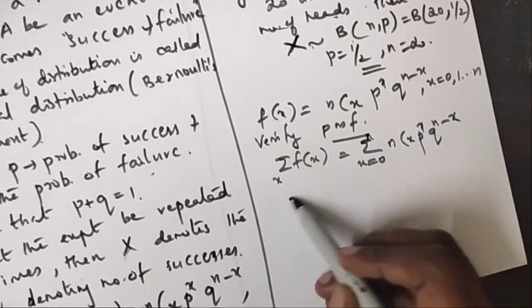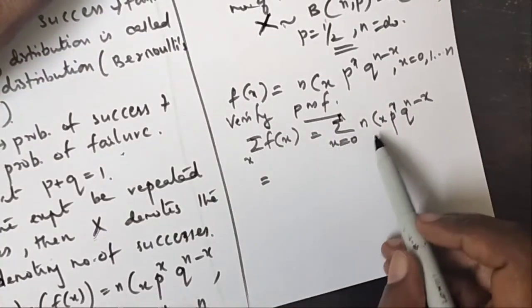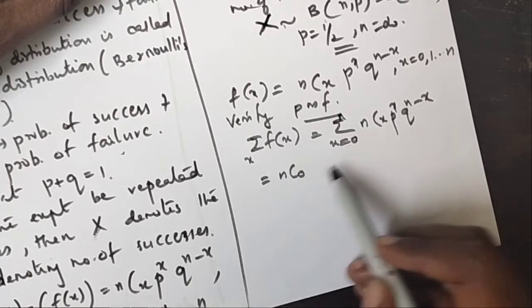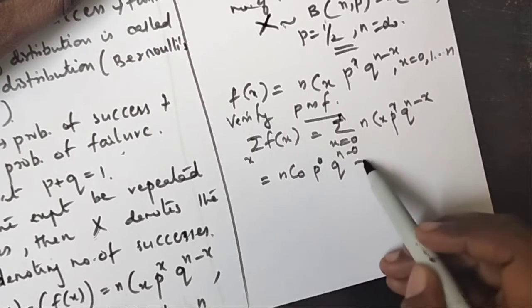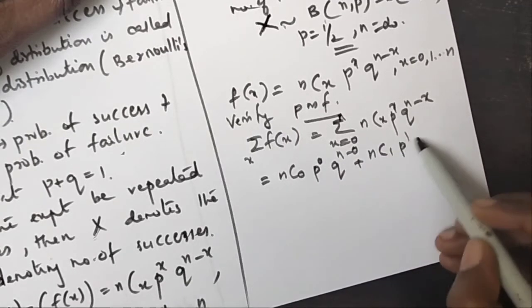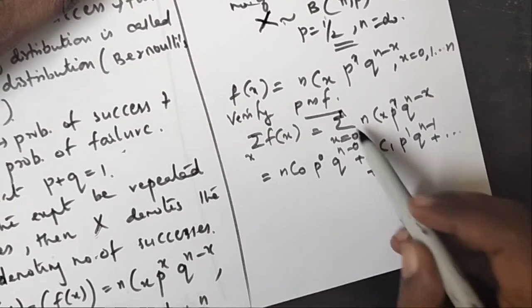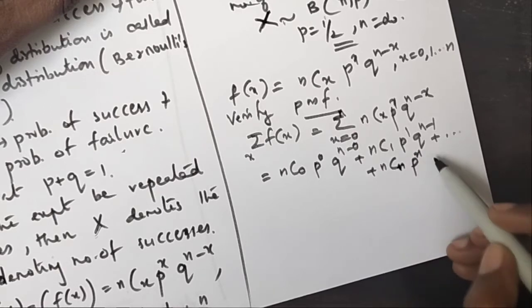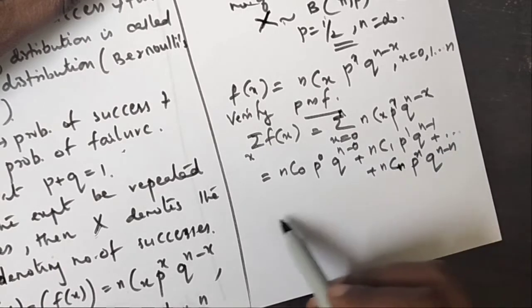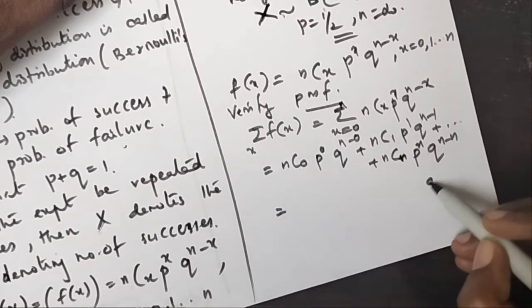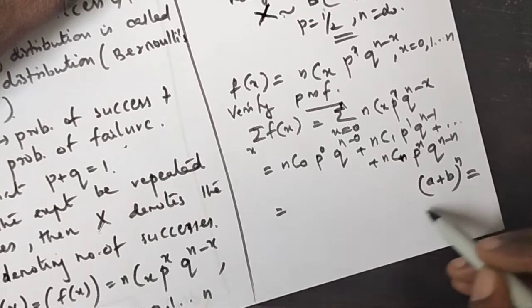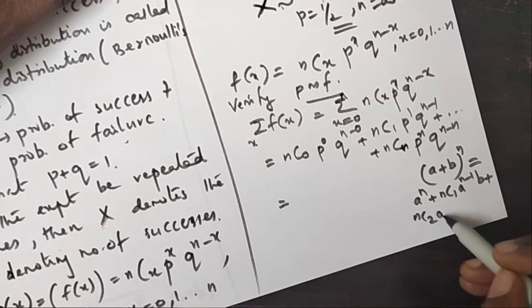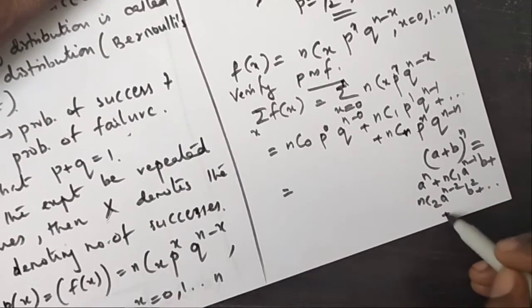What is its value? If you apply the variation for x, if x is 0, it will be nC0 p raised to 0 q raised to n minus 0. If x is 1, nC1 p raised to 1 q raised to n minus 1, etc. If x is n, nCn p raised to n q raised to n minus n, that is 0. Actually it is the binomial expansion. What is the expansion of (a plus b) the whole raised to n? It is a raised to n plus nC1 a raised to n minus 1 b plus nC2 a raised to n minus 2 b square, etc., up to b raised to n.